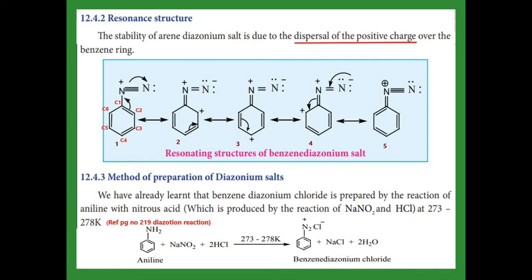Now we are going to see the preparation. We already learned this preparation on page number 219 under the diazotization reaction. Please refer to that reaction also. The same reaction we are going to learn here. Aniline is reacted with sodium nitrite and 2 moles of HCl, which combine to give nitrous acid. This reaction is carried out at 273 Kelvin to 278 Kelvin, because only at low temperature is benzene diazonium chloride stable. So we have to prepare it at 273 Kelvin to 278 Kelvin.